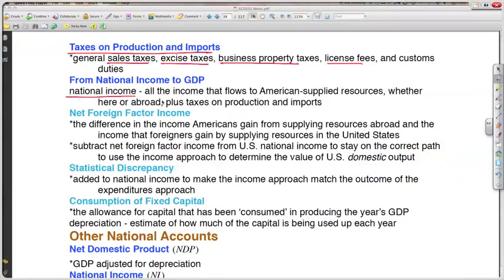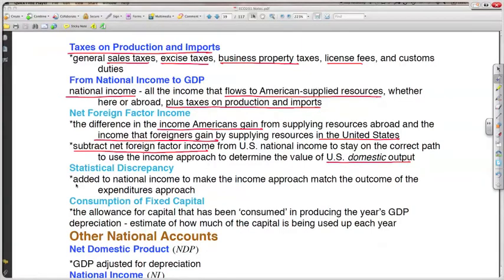National income to GDP. National income is just all the income that flows to American supplied resources, whether here or abroad. And then we also include taxes on production and imports. Our net foreign factor income is going to be the difference between the incomes Americans gain from supplying resources abroad and the income that foreigners gain from sending resources into the United States. This net foreign factor income is the income equivalent of net exports. So we subtract net foreign factor income from the U.S. national income in order to get the U.S. domestic output.